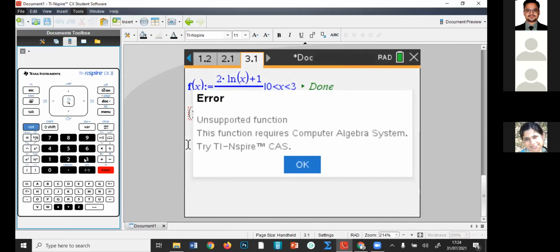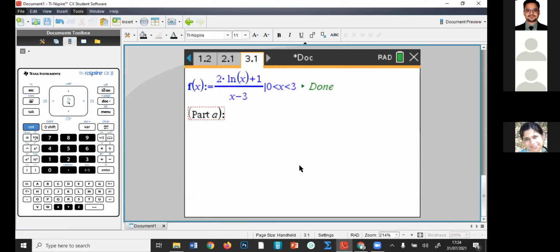Oops. You know why this error? Because when I inserted this box, I'm still there in math box. Now I can say part A, I just leave for you all.